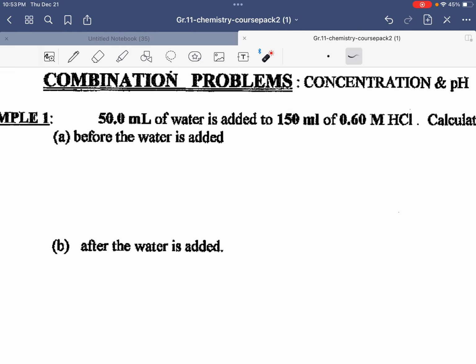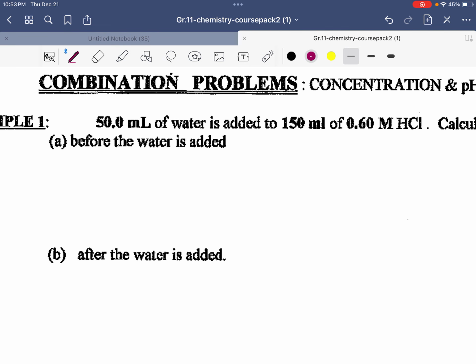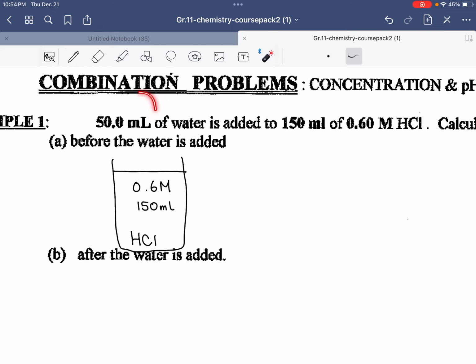Okay, so in this question, let me just draw exactly what they are trying to say. So you have a beaker, and in this beaker you have HCl, you have hydrochloric acid. It is 0.6 in molarity, and it is 150 milliliter. Okay, so they want to know, before you add this in, what is the pH? All right, let's take a look.